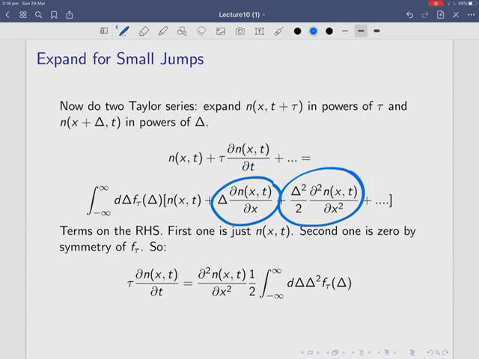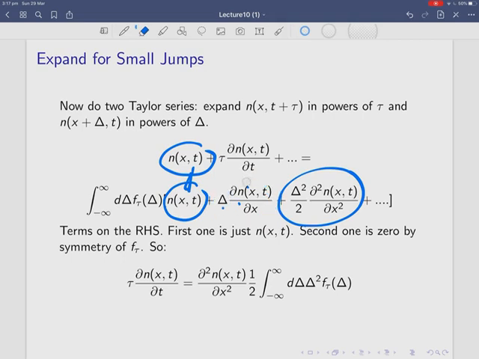Okay, so that means that term and that term are the same. Now, the second term is 0 because we can take this out the front of the equation. It doesn't depend upon delta. And we already know that f of delta is an even function, and so the delta there multiplied by that gives us 0. So that term's 0. Let's get rid of it. Okay, and we're left with this term.